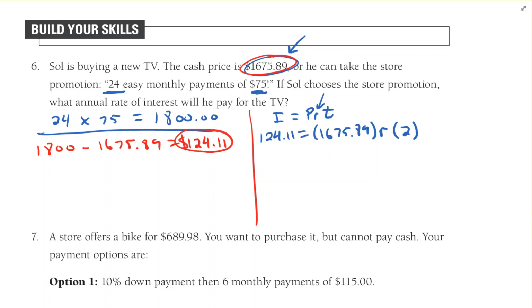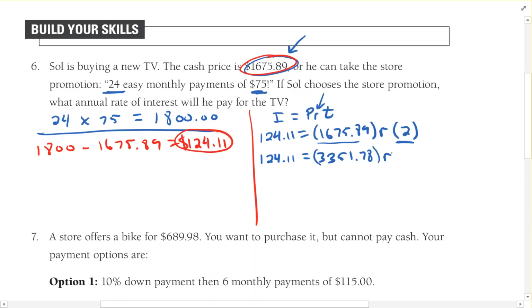So now if I want R on its own, well, here, I'm just going to do one more little step to make things maybe a little simpler. So I'm going to just write down 124.11 again. And now this 1,675, I'm going to multiply that by 2 because they're both up top. I'm allowed to multiply those. So we're going to multiply those, and that ends up being 3,351.78 times R. So now if we want R on its own, all we have to do is divide both sides by this. So divide by that, and then divide by that on this side.